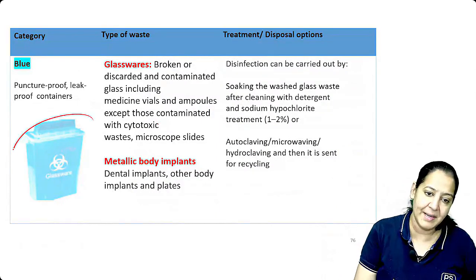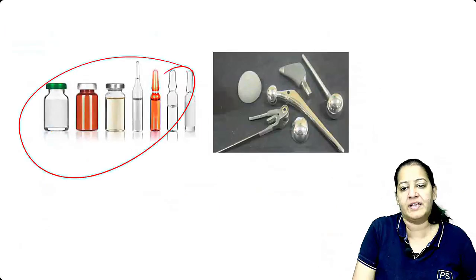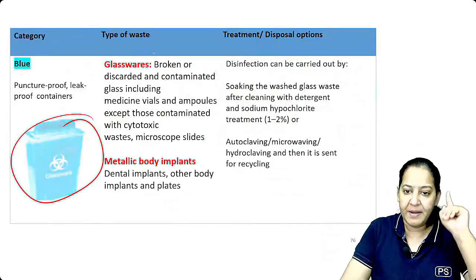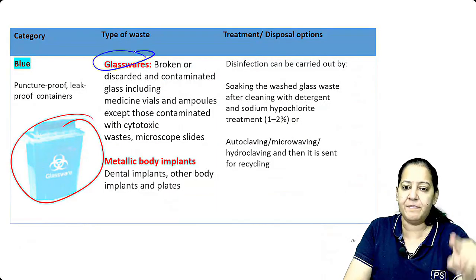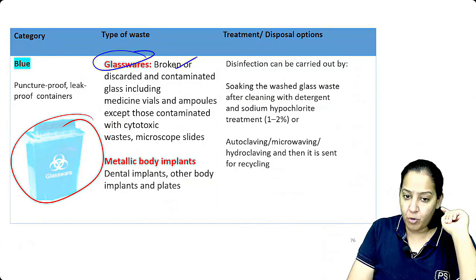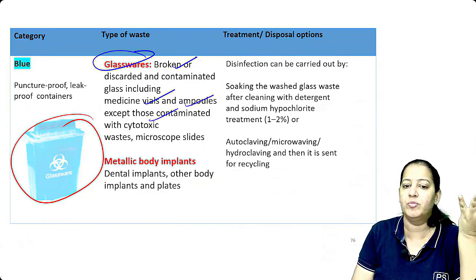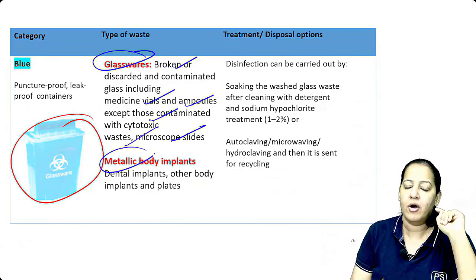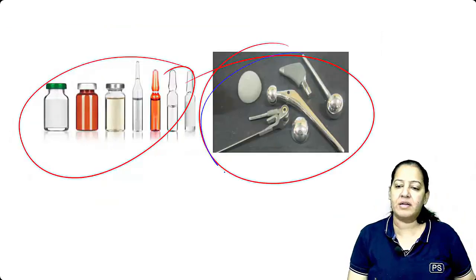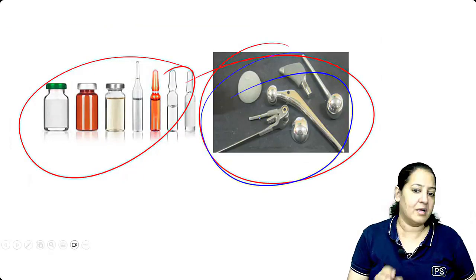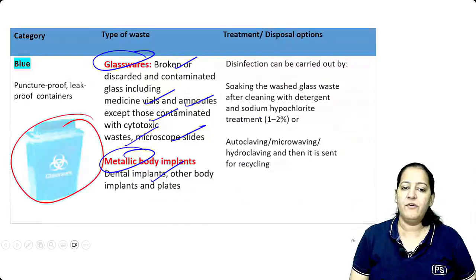And lastly, blue. Blue contains two things, the glass and the metal. Anything made up of glass, like the broken vial, medicine vial, the slides, the test tube, the ampules. Or anything made up of metal, the dental implant, any other implant. So all the glass and metal will go in blue. How many of you got it?